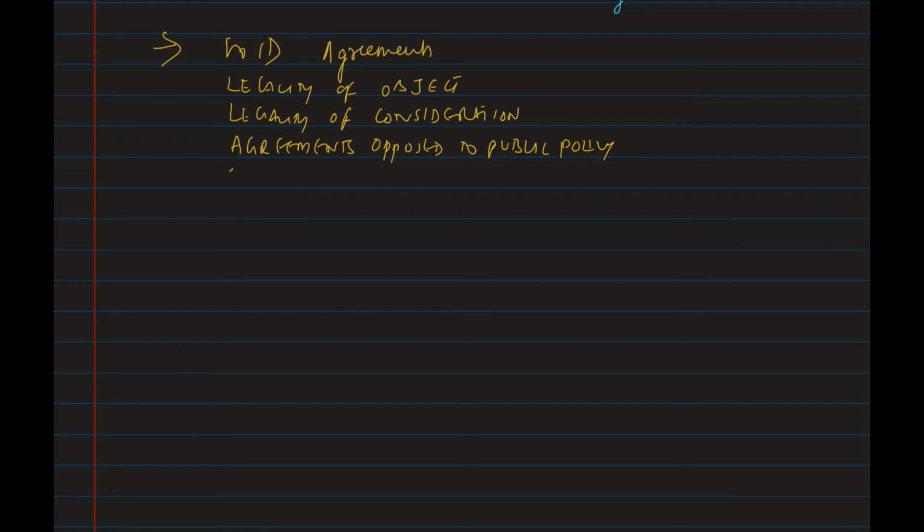What are the circumstances under which an object or consideration is deemed to be unlawful? Now, very, very important. Unlawful agreements. What is the difference between illegal and unlawful? We need to know. Illegal versus unlawful.